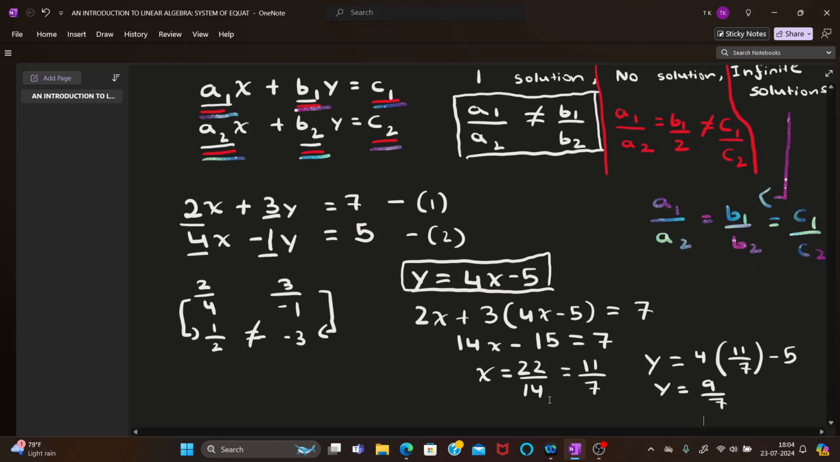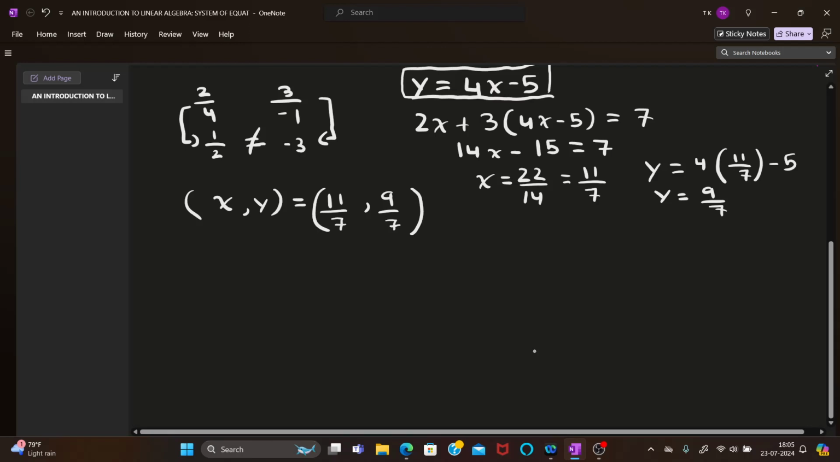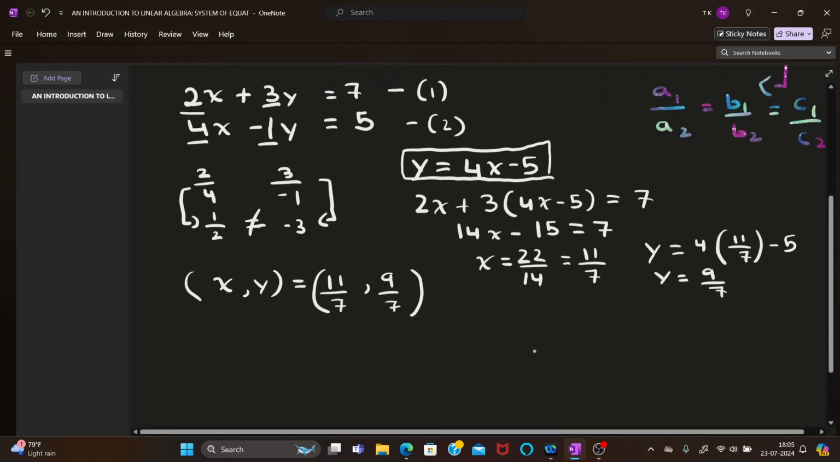So now our solution set is x, y is equal to 11 over 7, 9 over 7. So we can see that there's only one solution, which means that there's only one value of x and one value of y which would satisfy our system.